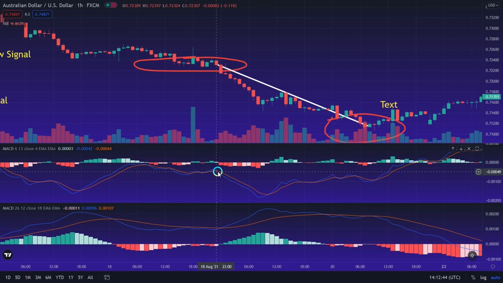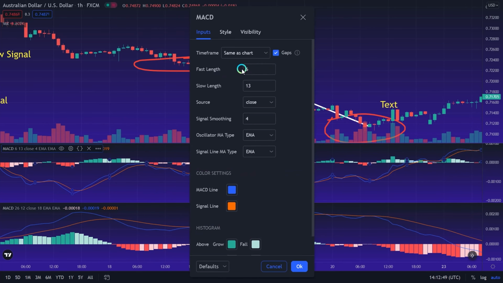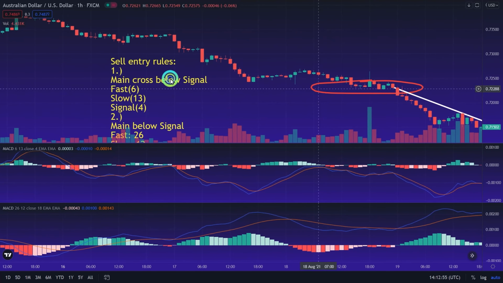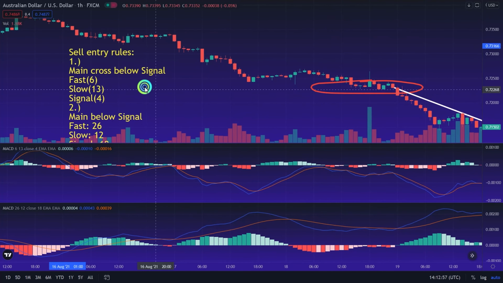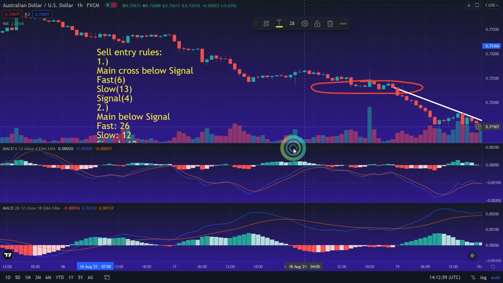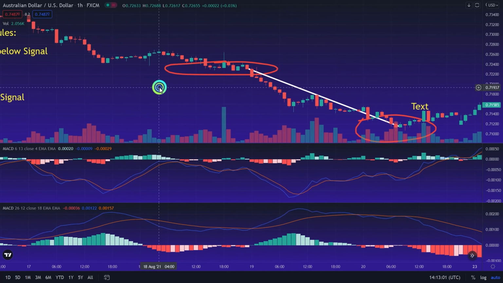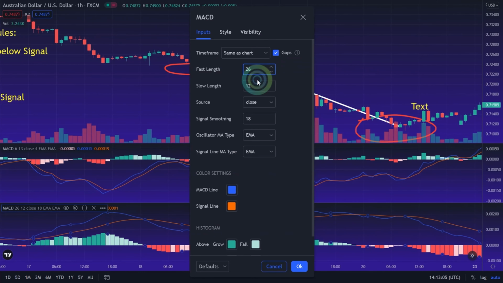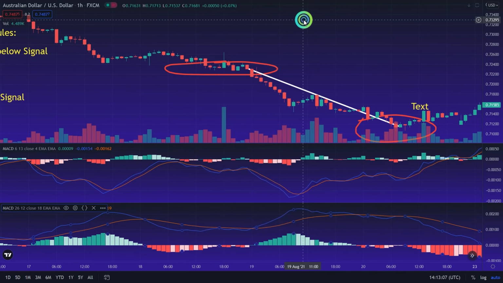It is absolutely perfect, because as you see, it is our first condition parameter set, the 6, 13, and the 4, as I see it here. So our second one is here, and as you see, it is the 26, the 12, and the 18.